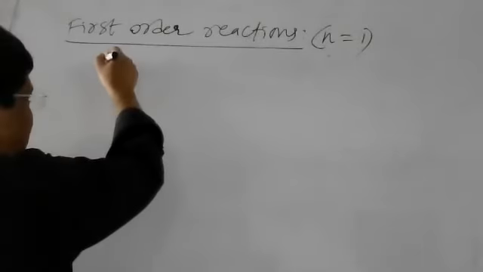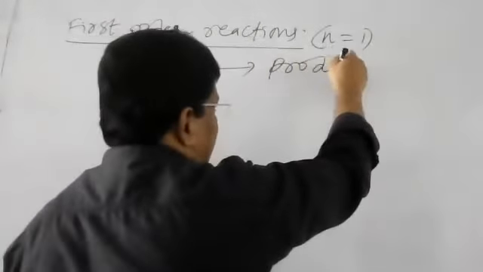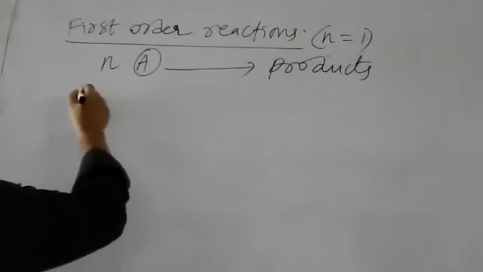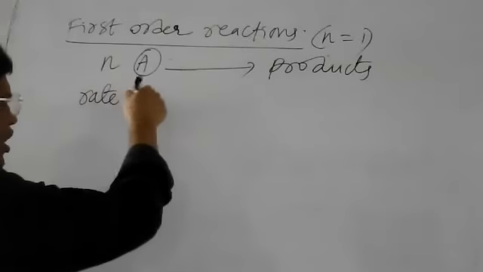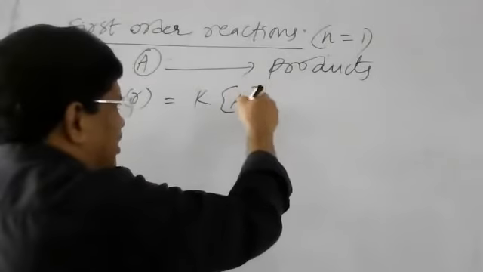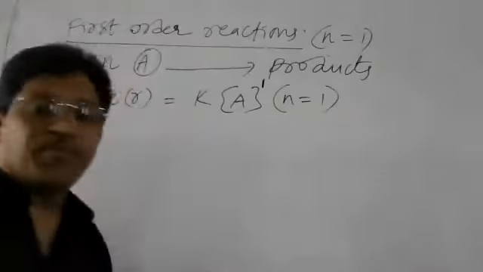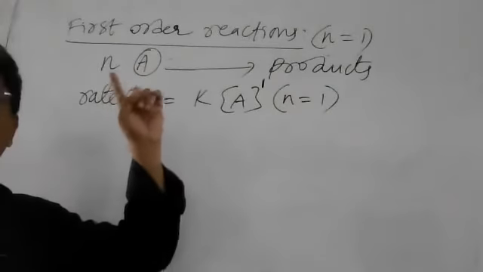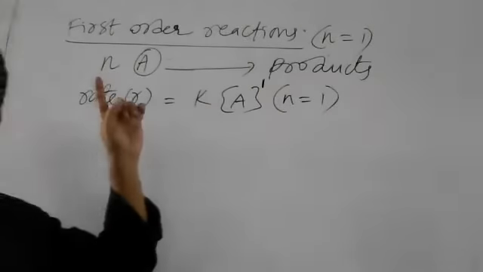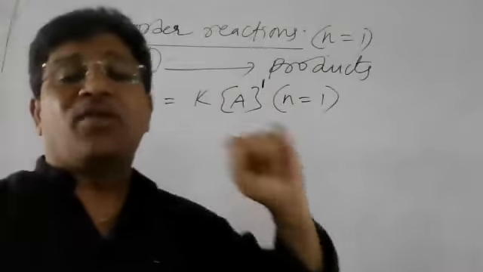Suppose, as an example, n number of moles of A giving rise to products. Now what is the rate law expression here? Rate of this reaction is equal to rate constant K into concentration of reactant to the power of 1. So what is the n value here? Order is 1 here. First order reaction. And n is the molecularity, but 1 is the order of reaction. It means from n moles of A, how many active moles of A determine the rate of reaction?